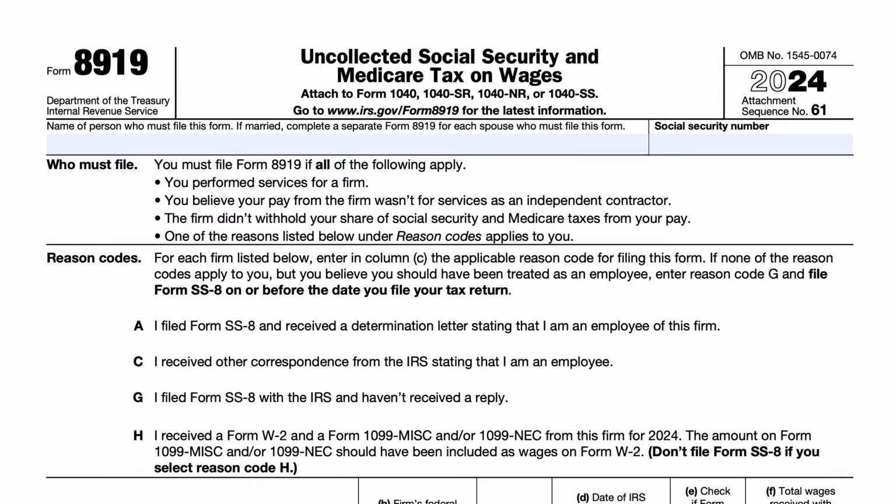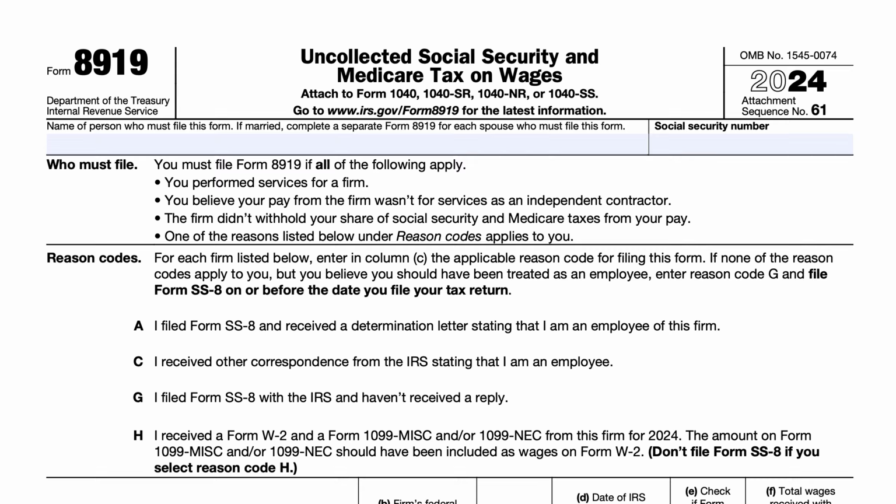You can go through that process, and the reason codes apply. A reason code would be a reason that you believe you should be treated as an employee and not as an independent contractor. Basically, reason A is you filed a Form SS-8, which is the request for a determination, and you received a determination letter saying that you are indeed an employee of the firm.